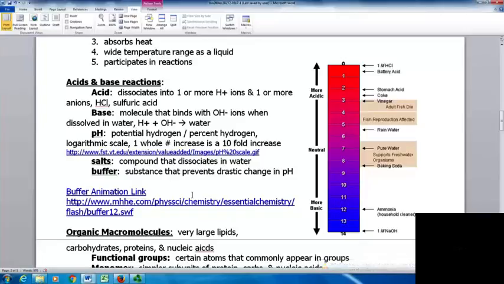Salts are going to be compounds that are going to dissociate in water. Buffers are an important substance in biology. They're substances that prevent a drastic change in pH. They're able to help absorb part of that change.